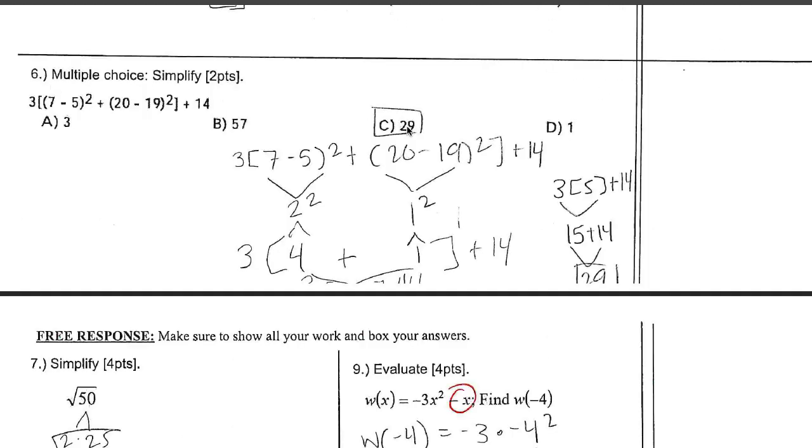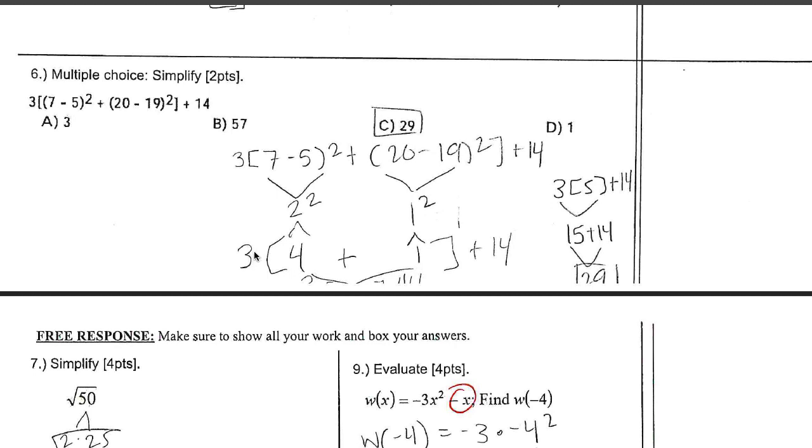Number 6, the answer is C. Let's take a look at this work here. Order of operations, you should have been using the inside of the parentheses. So I have 7 minus 5, which is 2, and they use 2 squared, which is 4, and then 3 times 4 is 20, minus 19 is 1. So we're going from the inside of those parentheses and brackets, and then 20 minus 19 is 1. 1 squared is 1, so 4 plus 1 is 5.